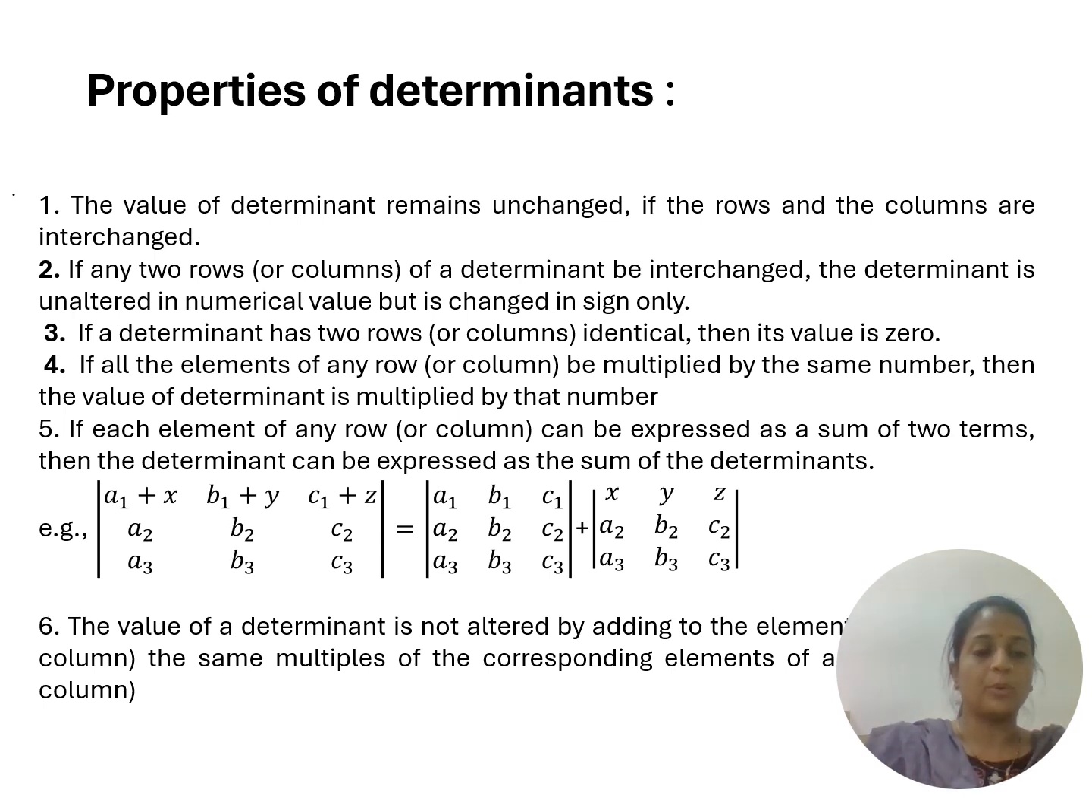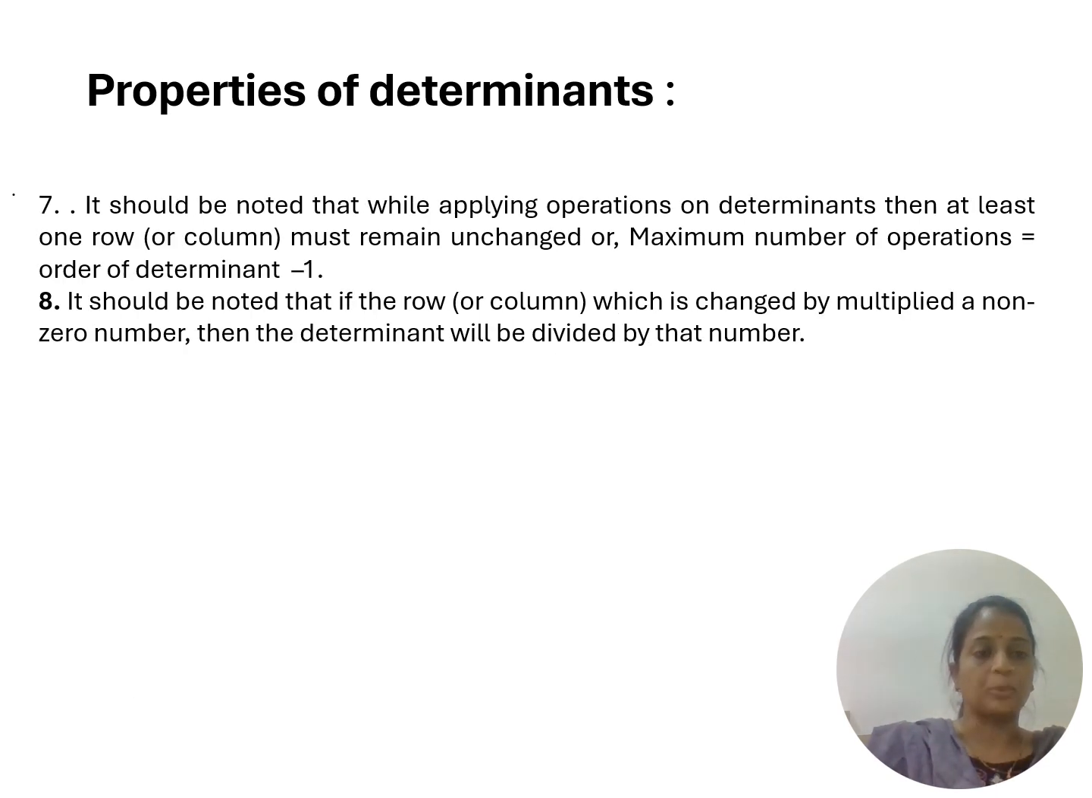Next, sixth property: the value of a determinant is not changed by adding to the elements of a row or column the same multiples of the corresponding elements of another row or column. Yes, next, seventh property. It should be noted that while applying operations on a determinant, at least one row or column must remain unchanged, or the maximum number of operations is equal to the order of the determinant minus 1.